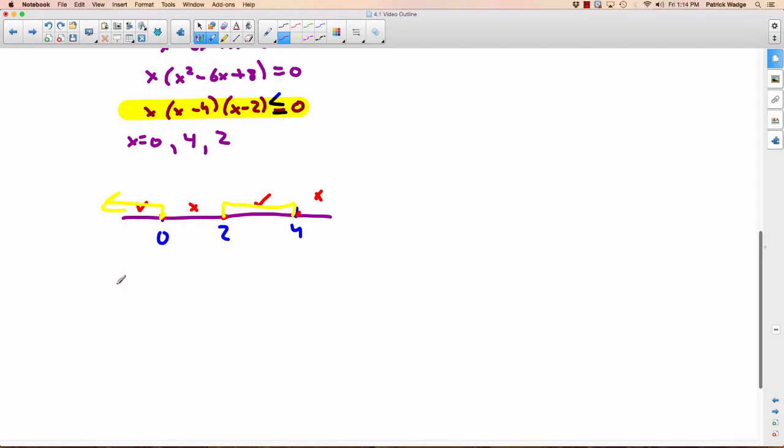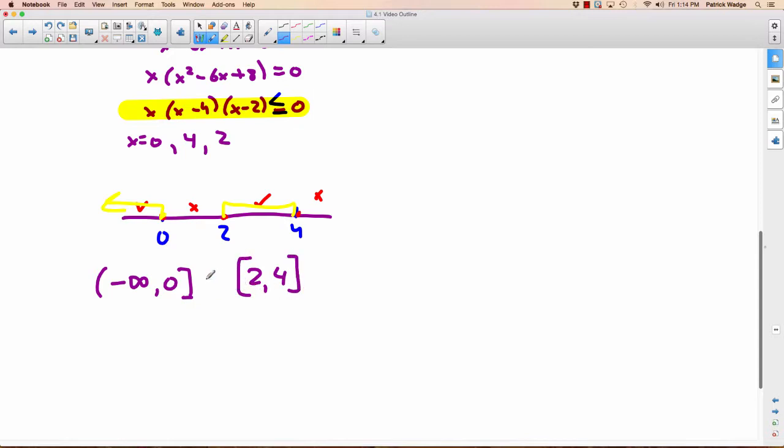Well, this region down here, this is from negative infinity up to 0. Of course, we always put a round bracket on the negative infinity, and it includes 0. And then from this one, it was from 2 to 4, and it includes both of them. Now, what should I write in between them?